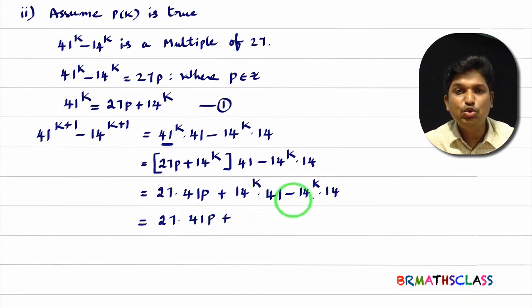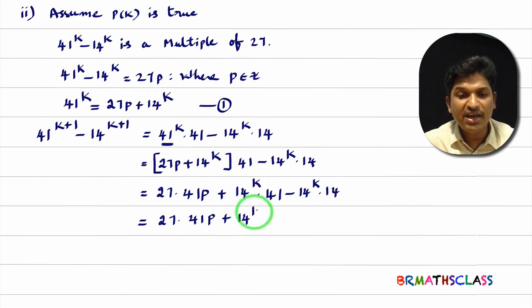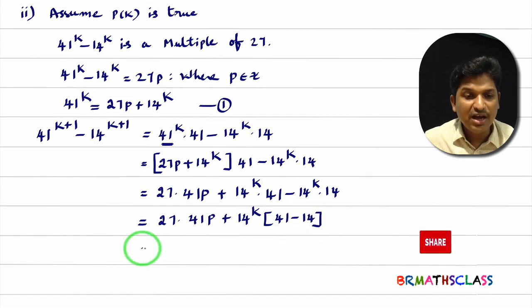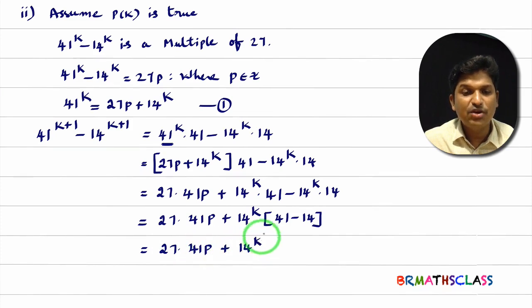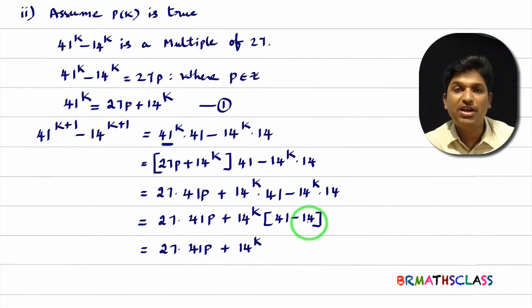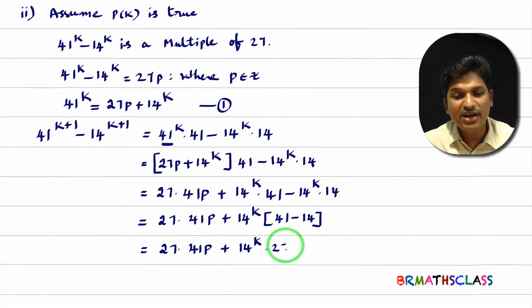You observe these two terms. What can I take common? I can take 14 power k common. If I take 14 power k common, what is remaining? 41 minus 14. That equals 27 into 41p plus 14 power k into 41 minus 14. 41 minus 14 is what? It is 27. Okay, right.